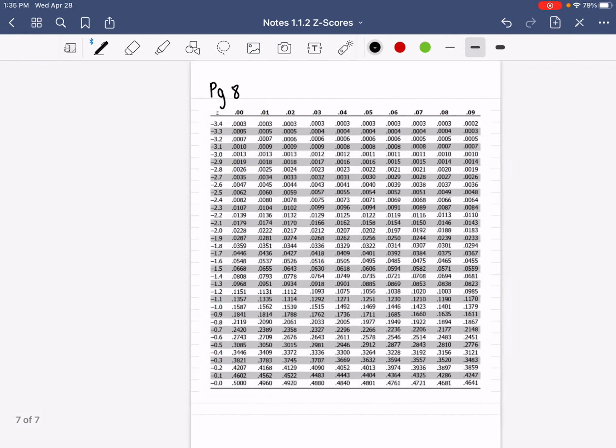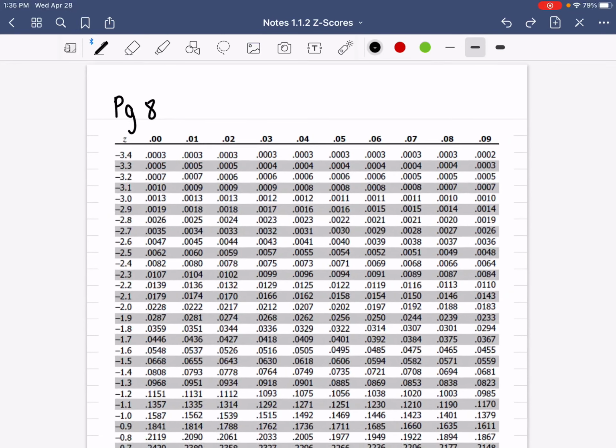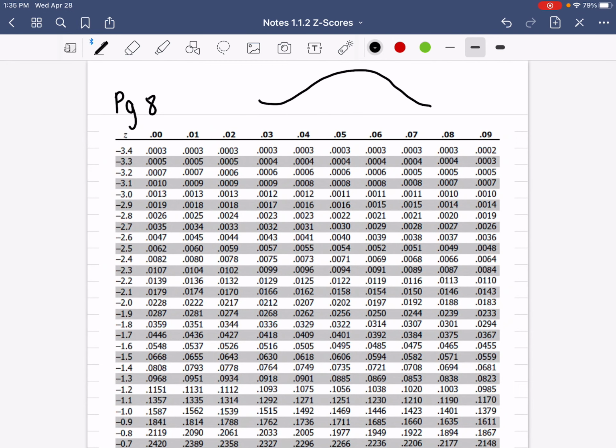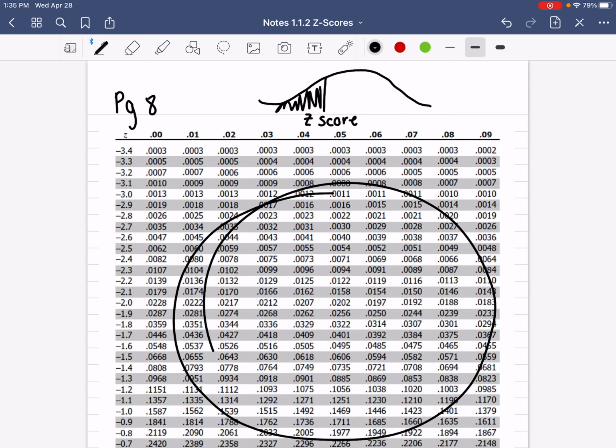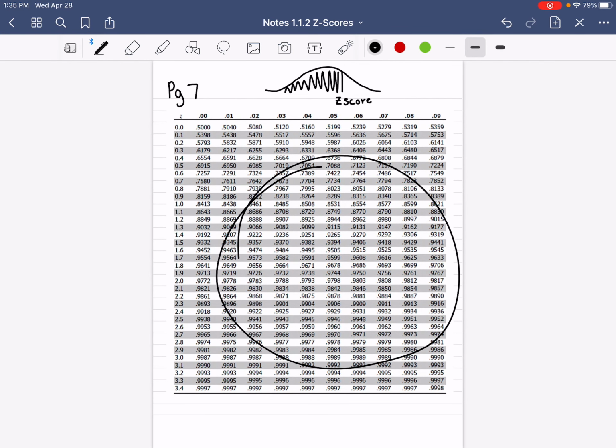And then if you flip it over to page 8, if you notice all of these numbers over here on the left are negative. So these represent all of your negative Z-scores. These would be ones that are to the left of your mean and shaded down. So notice how all of these percentages are a little bit smaller than the percentages on page 7.